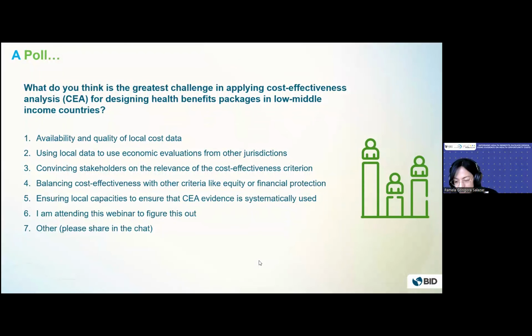Oh, availability and quality of local cost data. Nice. The second one seems to be balancing cost-effectiveness with other criteria. Okay. But I think the answer is, sadly, I don't have it. I think it could be basically all of them, including I'm attending this webinar to figure this out. I'm attending the webinar myself also to learn from other experiences, and I guess it also depends on the context.